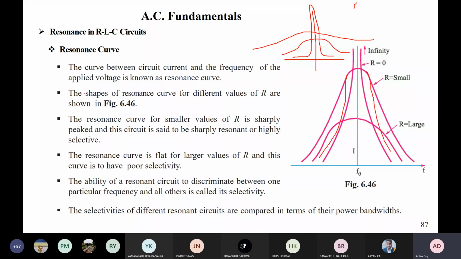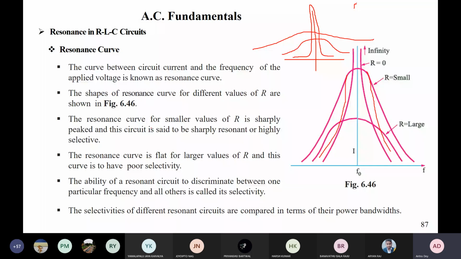Shapes of the resonant curve for different R's are shown. The resonant curve for a smaller value of R is sharply peaked, and this circuit is sharply resonant or highly selective. Selective means it is amplifying only in the neighborhood of the resonant frequency. After that it is attenuating, it is going low. But when R is high, it has poor selectivity. Selectivity means it is selective for a certain frequency, which is the resonant frequency of this circuit. So when you get a flat curve, you get poor selectivity.